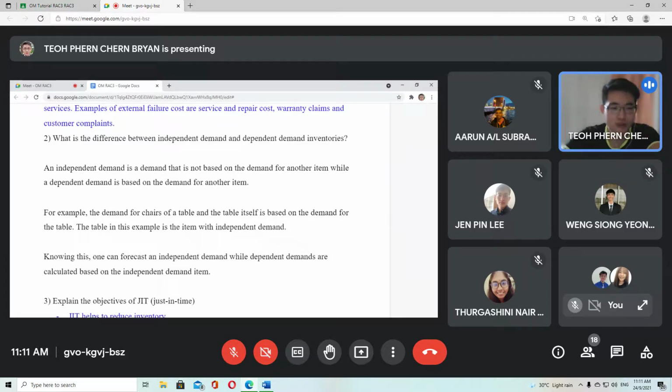Okay, so we don't have any control. It doesn't depend on anything else. It is independent. All right. So for example, the demand for tables and chairs is based on the demand for the table itself. Let's say the table set, basically. So the table in this example is the independent demand.